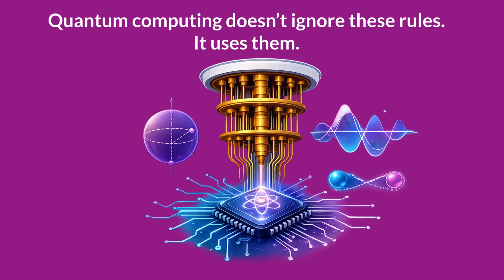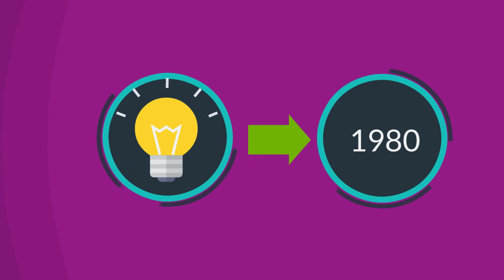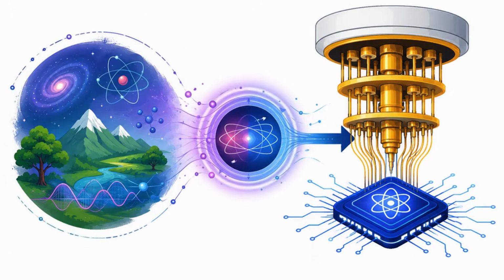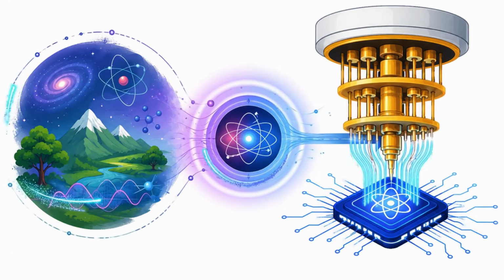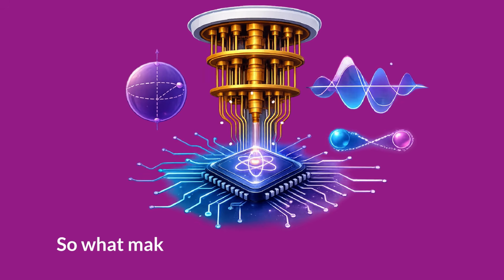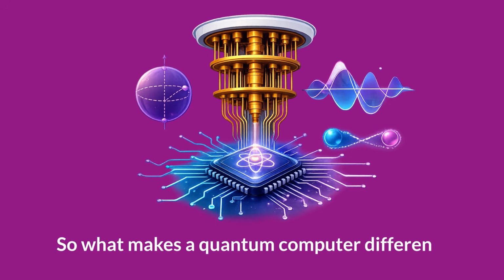It uses them. The idea goes back to the 1980s. Physicist Richard Feynman realized something important. If nature itself is quantum, then simulating it properly might require a quantum computer. So what makes a quantum computer different?